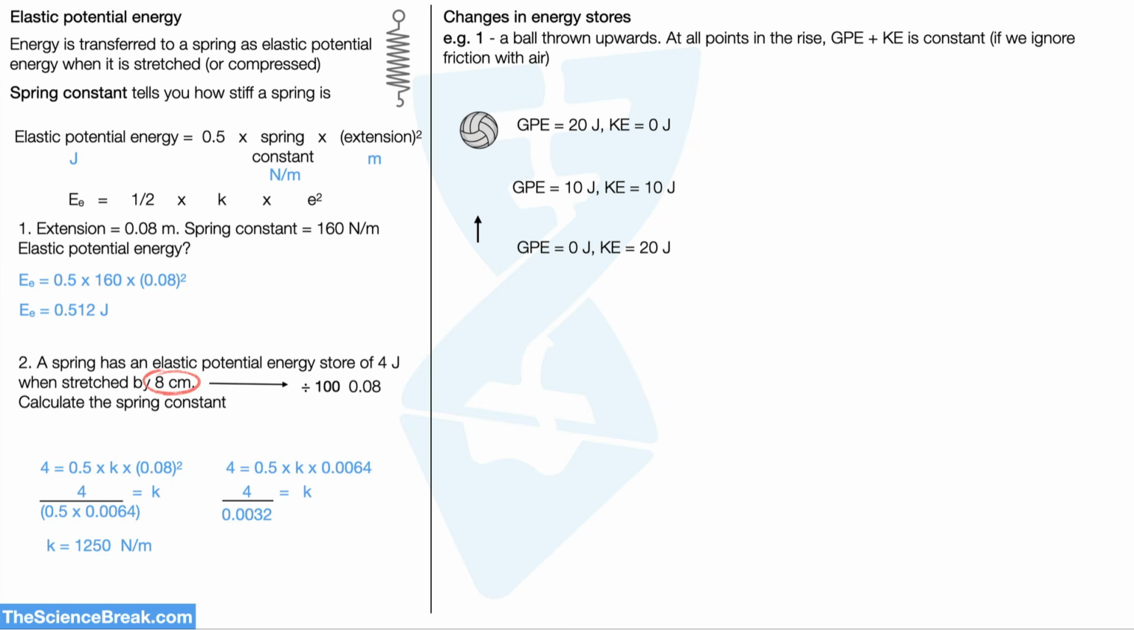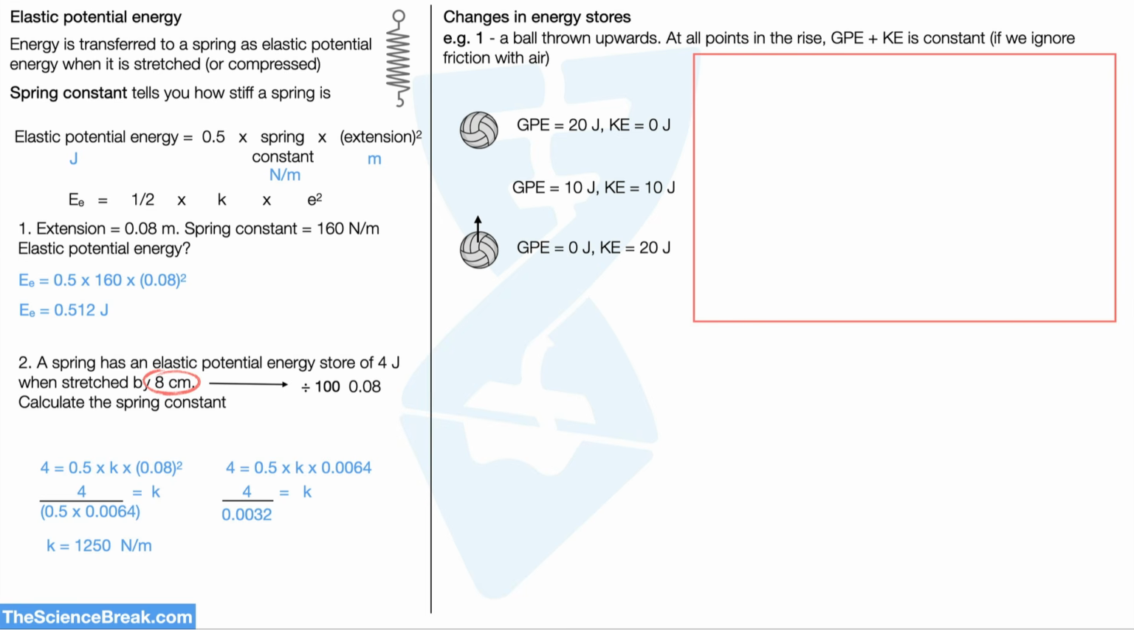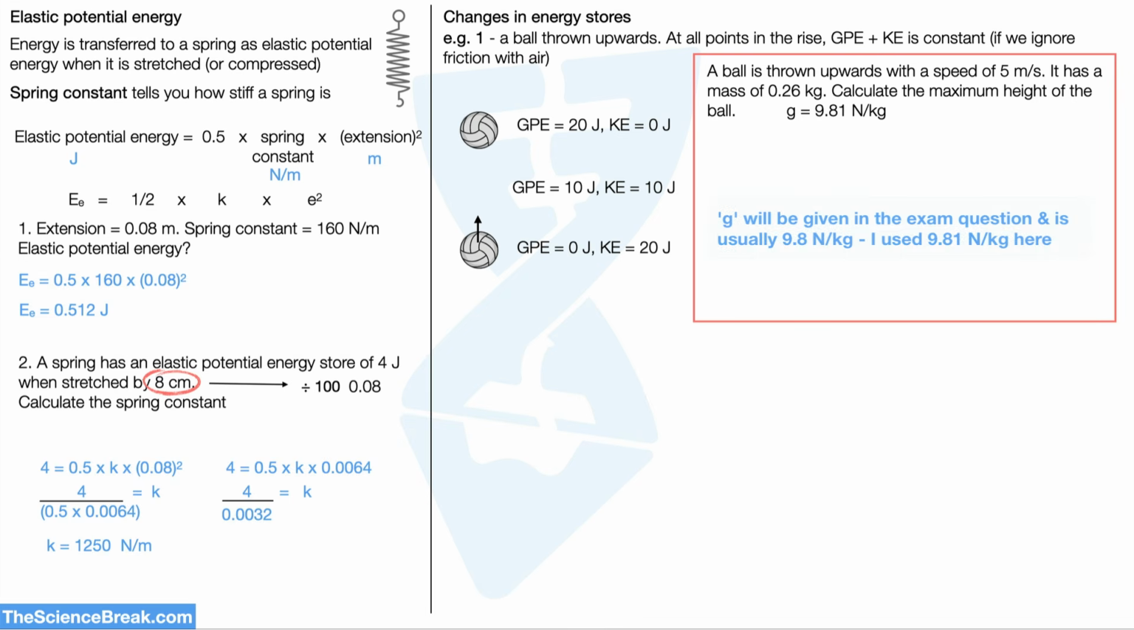However, if we add 20 to 0, we get the same value as we did throughout the journey of the ball as it is thrown upwards. So let's put that back so it's there for your notes. And here is a question that you might find on the higher paper. A ball is thrown upwards with a speed of 5 meters per second. It has a mass of 0.26 kg. Calculate the maximum height of the ball. g is 9.81. Luckily for this question, there are no conversions to do, but always look out for conversions.